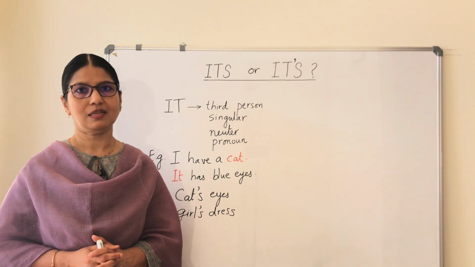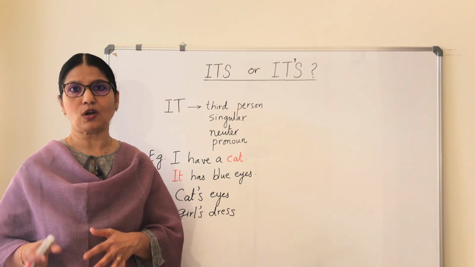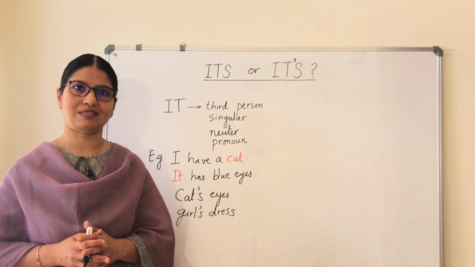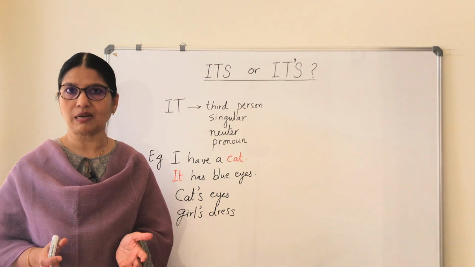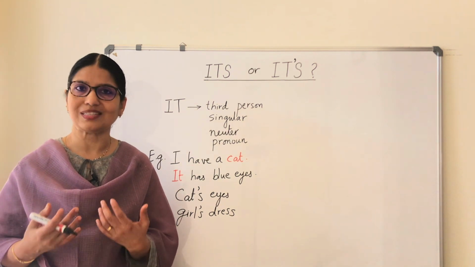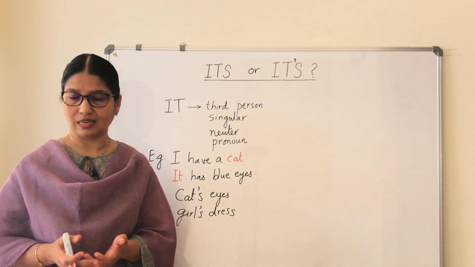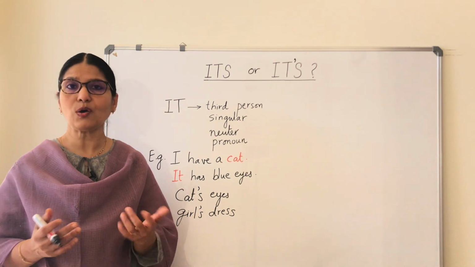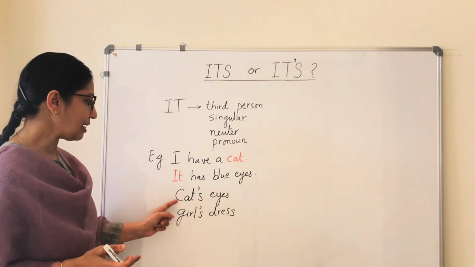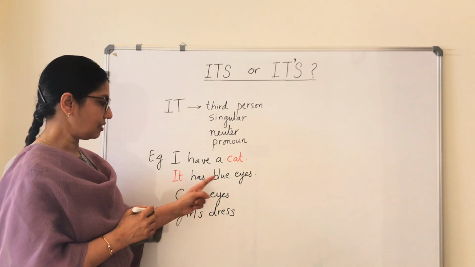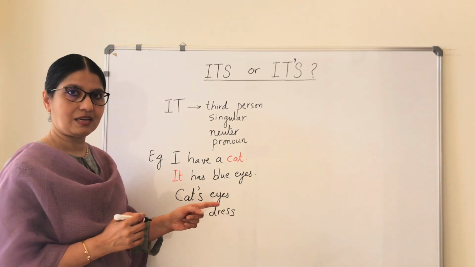Now let's imagine I want to talk about something that belongs to the cat. That is, something that the cat possesses. For example, I'm talking about the eyes of the cat or the tail of the cat. How do I express that? I say cat's eyes or cat's tail. And how do I write that? I write cat, I use an apostrophe, then I write S, so it becomes cat's eyes.